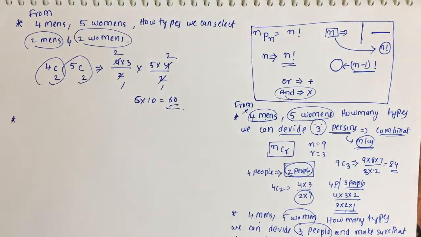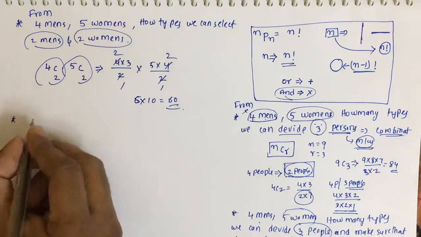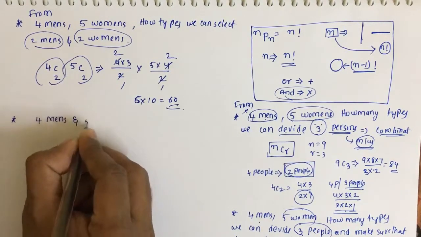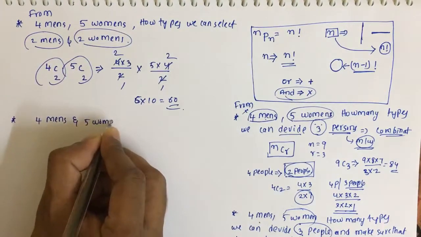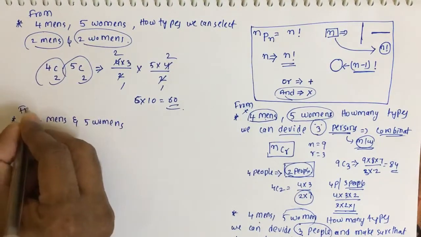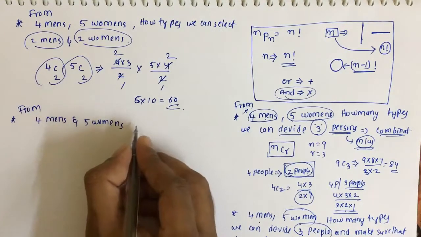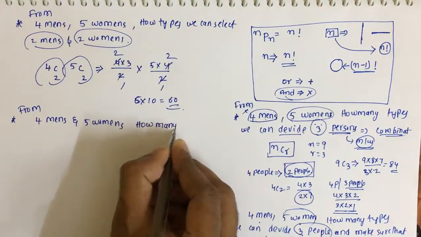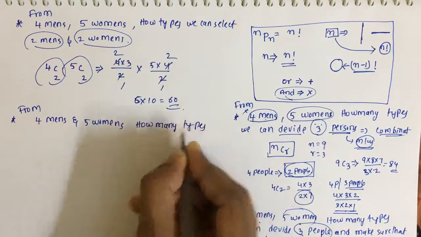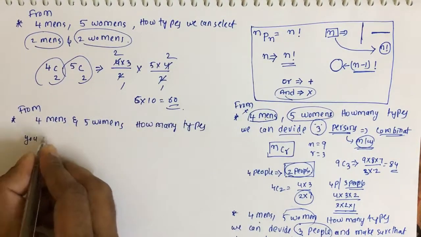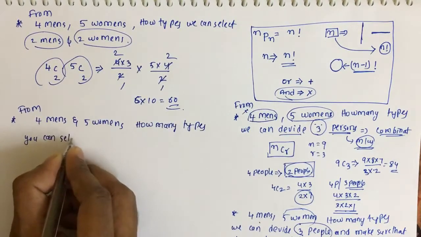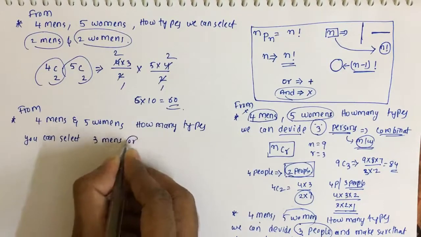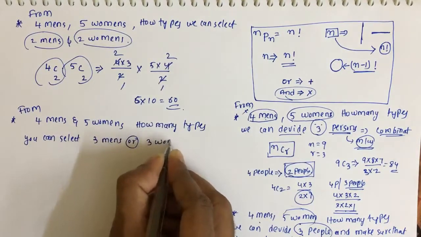Next, 4 men and 5 women, from the 4 men and 5 women, how many types can we select 3 men or 3 women.